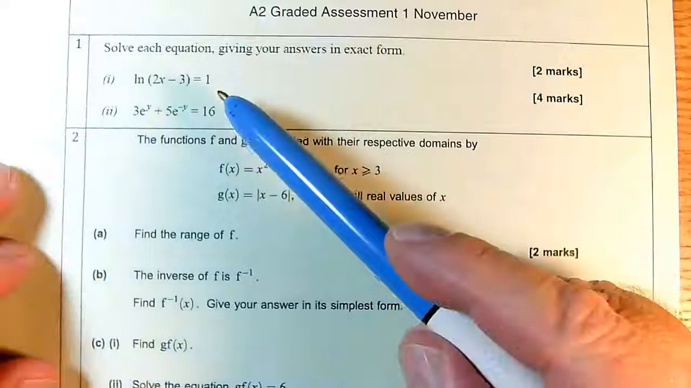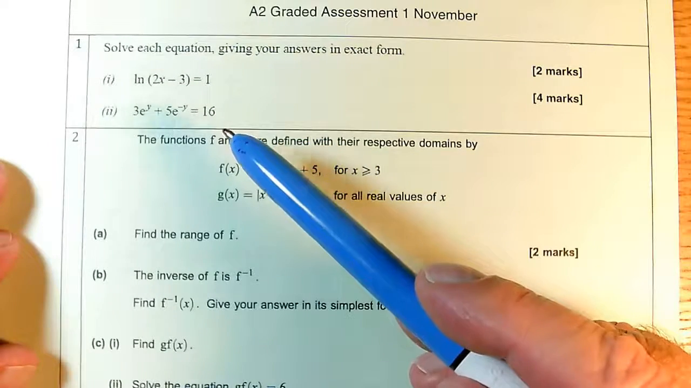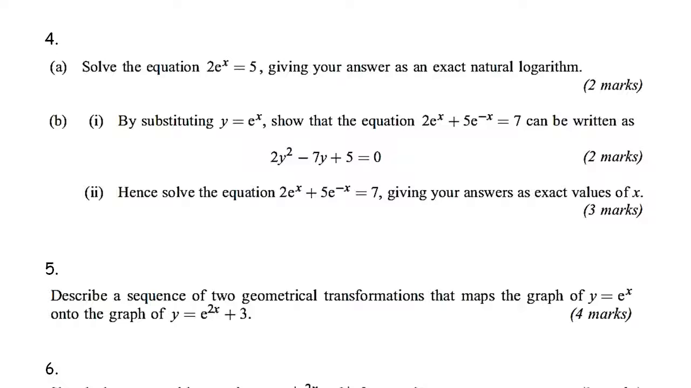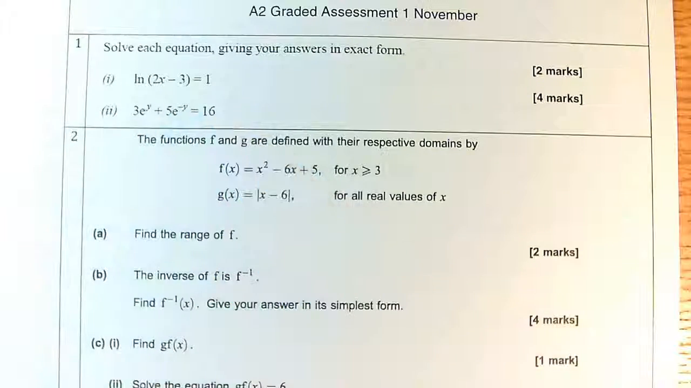So, question 1, part 1, I'm not going to say anything about because most of you could do that one. Part 2, very disappointed in. You have seen a question just like this before. This is page 24 of your core questions booklet. You have a very similar equation with 2e to the x, 5e to the minus x equaling 7. The example in the assessment has just got a 3, a 5 and a 16, different numbers.